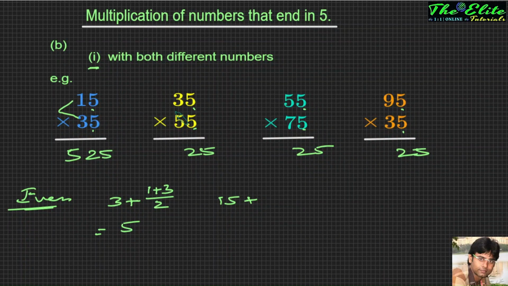Half of the sum of these two digits, that is 5 plus 3, is 8. So half of 8 is 4. So you will add 4 to get your numbers here, and that is it. You understood it very well.